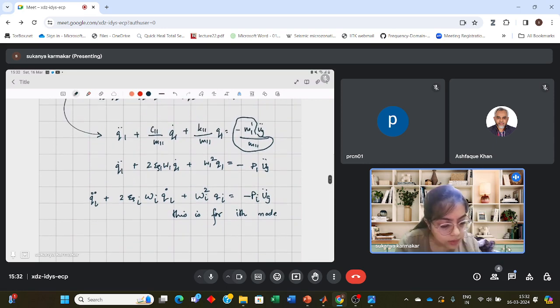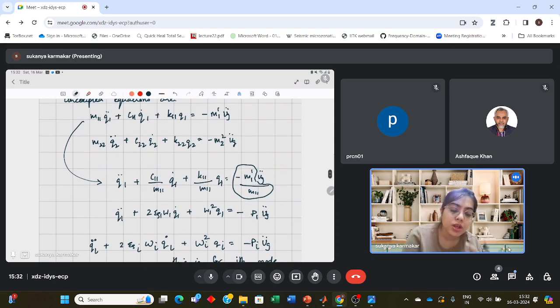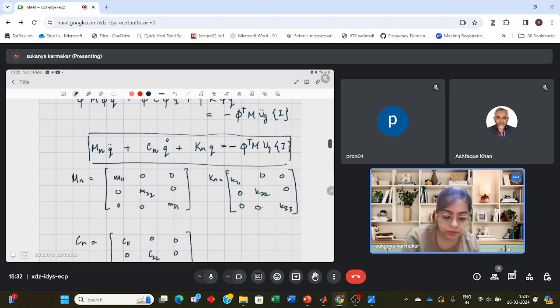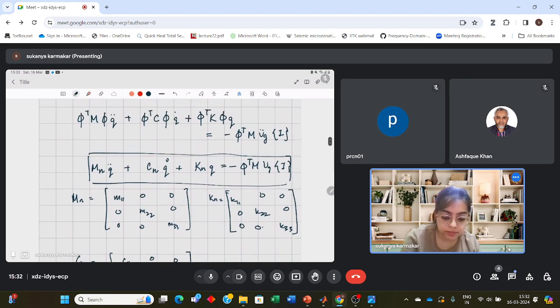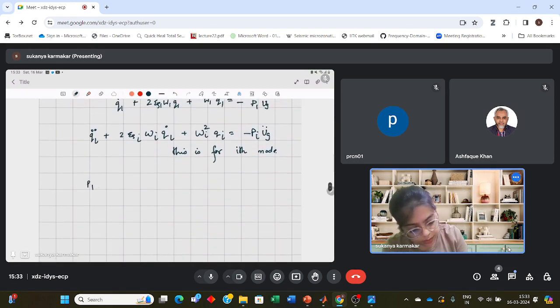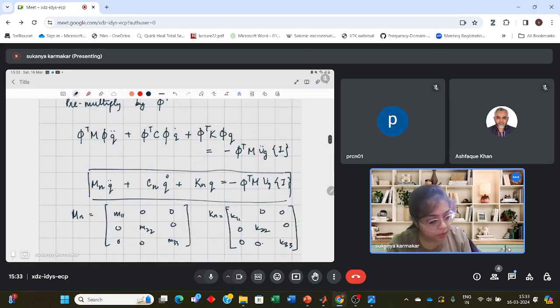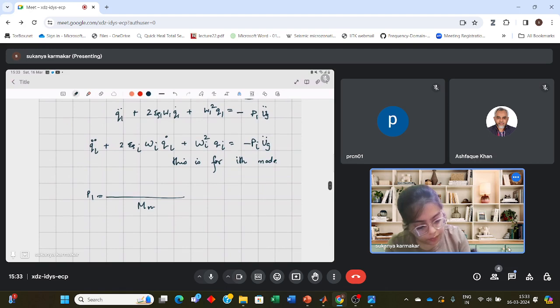In the denominator, you have the term M11, which comes from this MN matrix. What is this MN matrix? If I want to write in the modal coordinates, this participation factor will have the MN matrix in the denominator, and in the numerator you have the phi transpose M matrix.